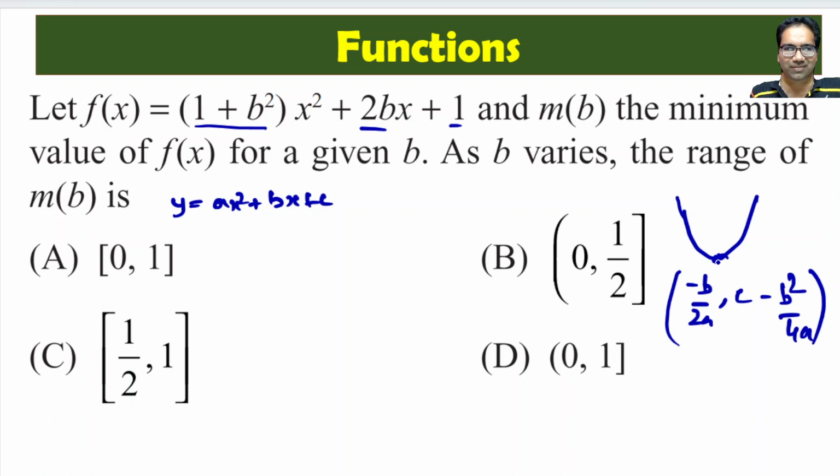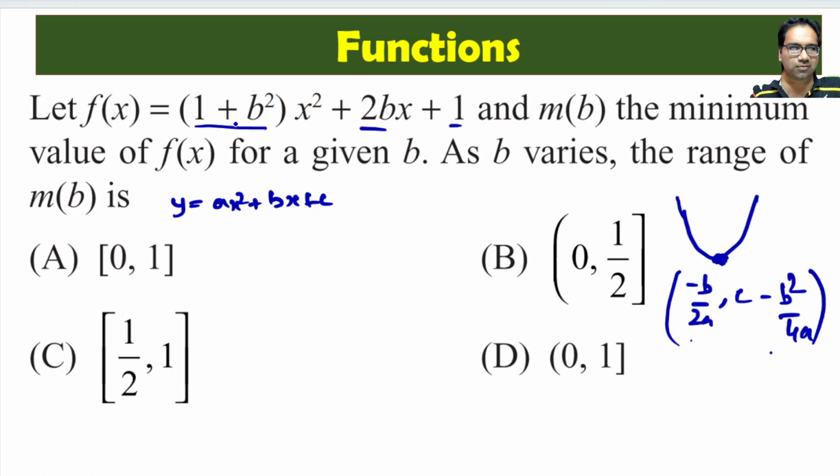Obviously we are not so much concerned about the x coordinate. We are concerned about the y coordinate because that is the lowest point. The lowest point is the y coordinate, and it is happening at this x coordinate, which is -b/2a. So the lowest value of ax² + bx + c when a is positive is c - b²/4a.